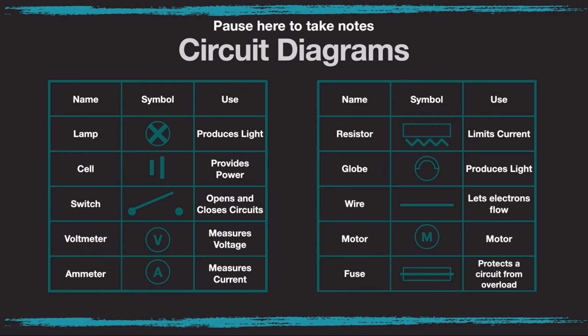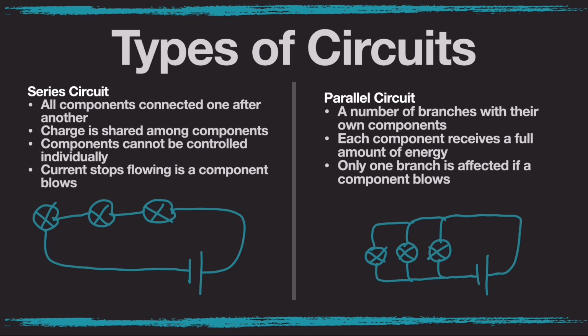So each of these is a commonly used symbol for components of a circuit. Next up, types of circuits. Excuse my horrendous drawings, but I couldn't be bothered to make a diagram because they take a long time to make. Anyway, series circuit. All components connected one after another, charge is shared among components, components cannot be controlled individually, and current stops flowing if a component blows.